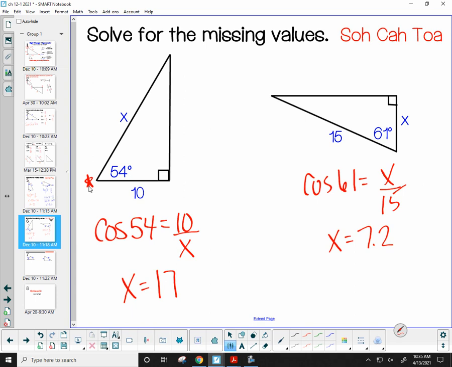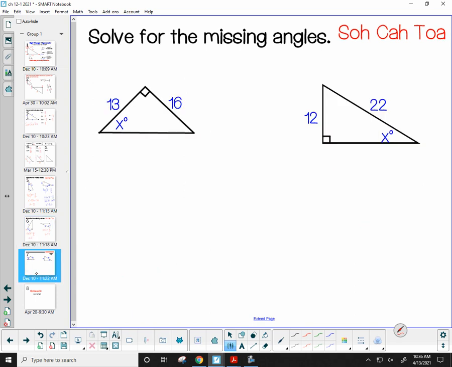So again, with all the stuff you know now, you can start checking, does my answer make sense? And I think it's kind of cool. All right, so now that's solving for sides. Next, we're going to solve for angles.